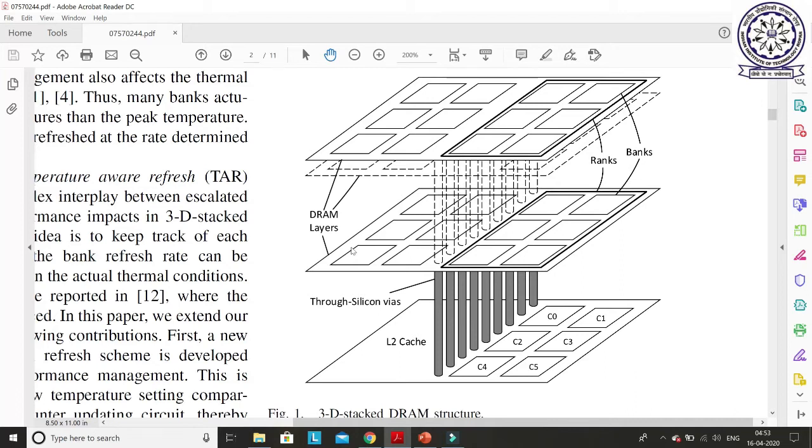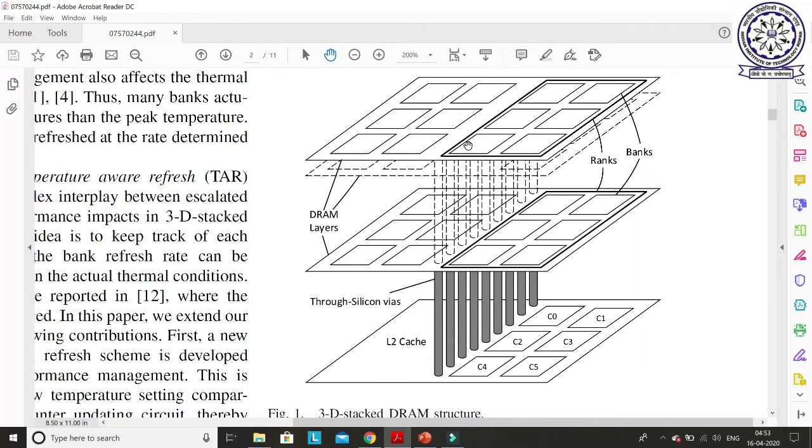Here, different banks may face different temperature values. The temperature faced by the bank here will be much higher than the temperature faced by the banks in these ranks. So how to handle all this temperature in a 3D stack DRAM? What is the problem? First of all, we have to understand.